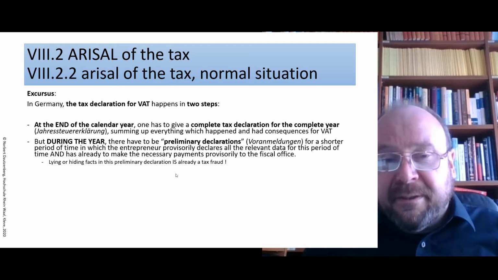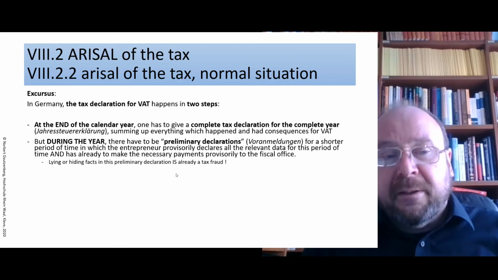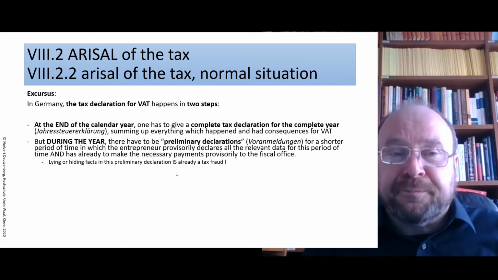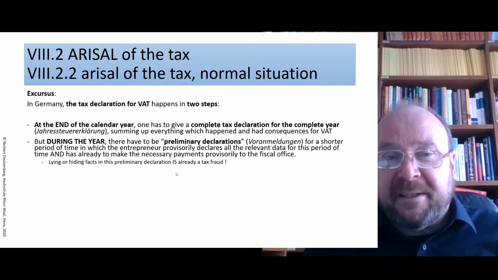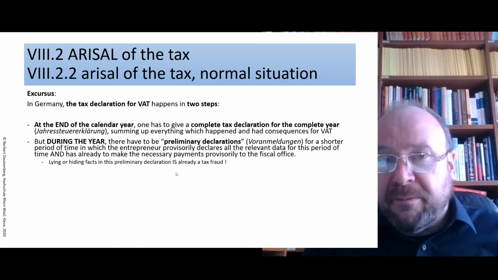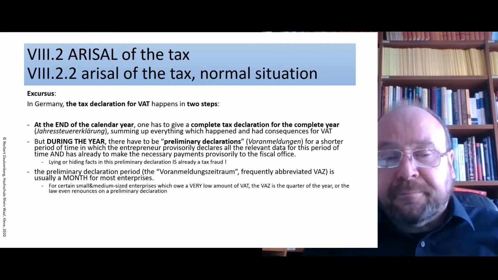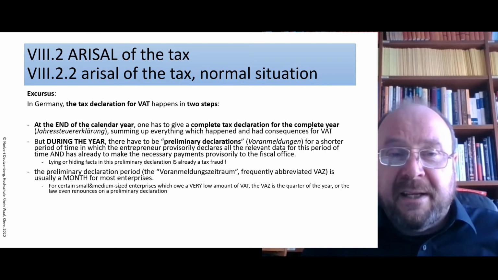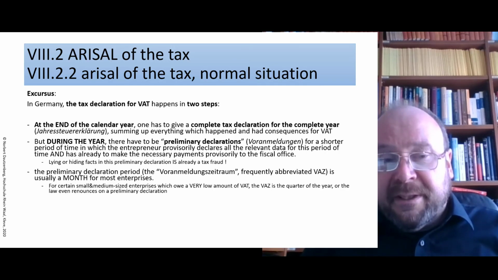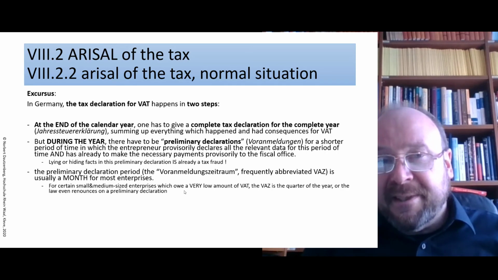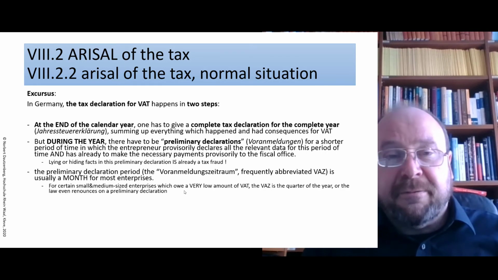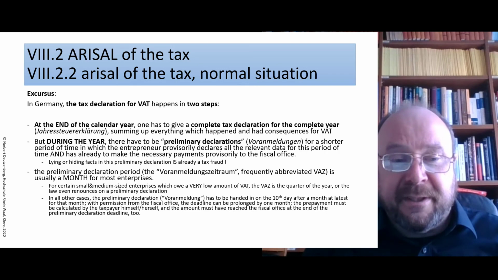And the arisal of the tax usually refers to the preliminary declaration period and says very often that tax arises at the end of that preliminary declaration period during which the transaction has been made. Usually the preliminary declaration period is 1 month. So at the end of the month you have to make your preliminary declaration. And for certain small and medium-sized enterprises which owe only a very low amount of VAT, it is possible that the preliminary declaration period is a quarter of a year, or that the fiscal authorities even renounce preliminary declarations if you have not only a low but a very low amount of value-added tax to pay.